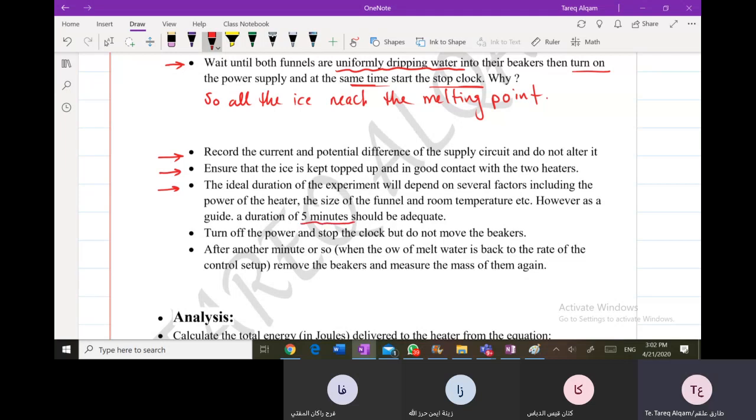You will not be asked about these specifics. Run it for a certain time, that's it. Turn off the power and stop the clock, don't move the beaker. After another minute or so, remove the beakers and measure the mass of them again.